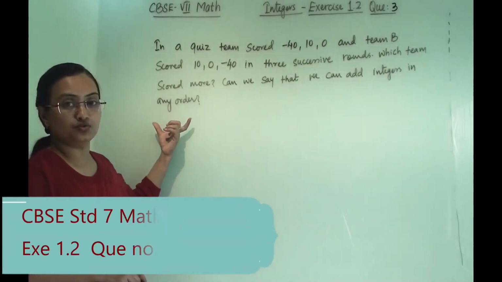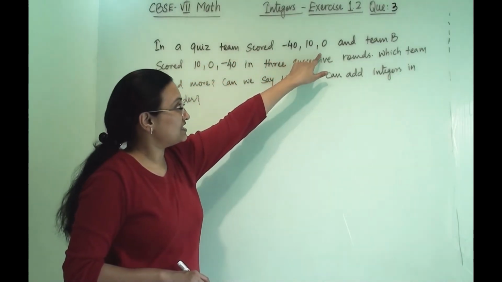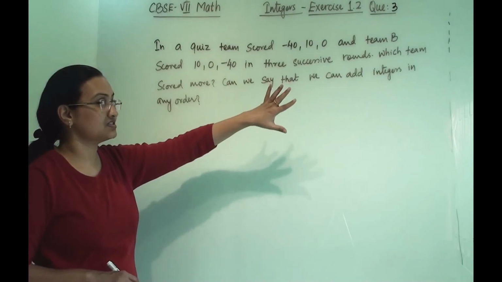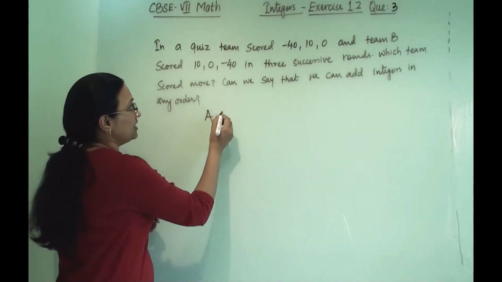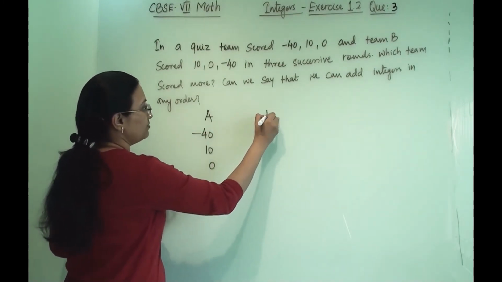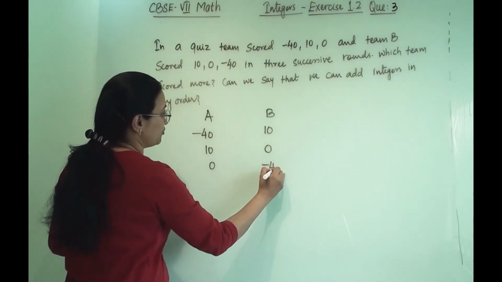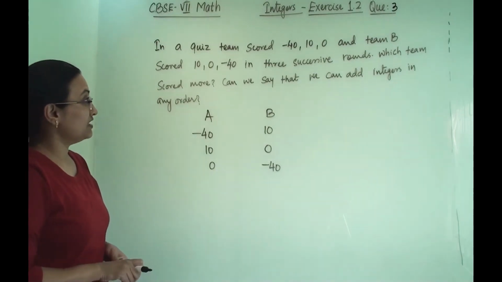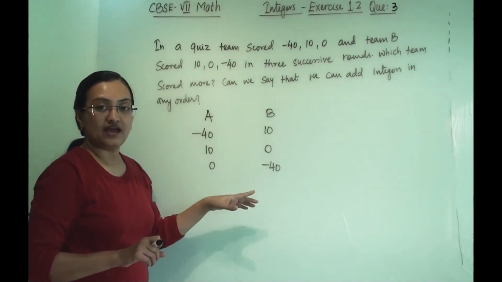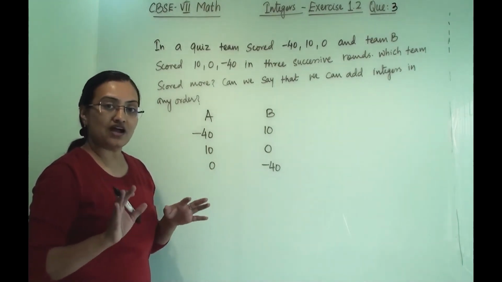Exercise number 1.2, question 3. In a quiz, team A scored minus 40, 10, 0 and team B scored 10, 0 and minus 40 in 3 successive rounds. So here our team A has scored minus 40, then 10, then 0, and team B has scored 10, then 0 and minus 40 in 3 successive rounds. Which team scored more? Now if you see, the numbers are the same, and in addition, once you add numbers in any pattern, your answer will remain the same.